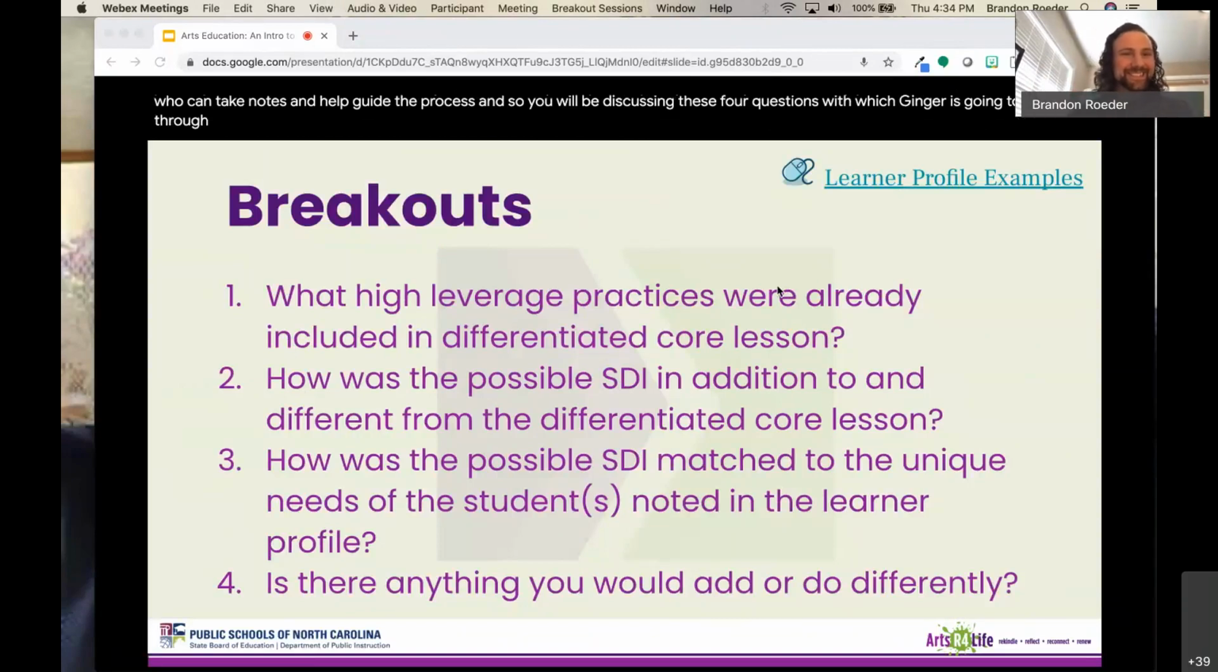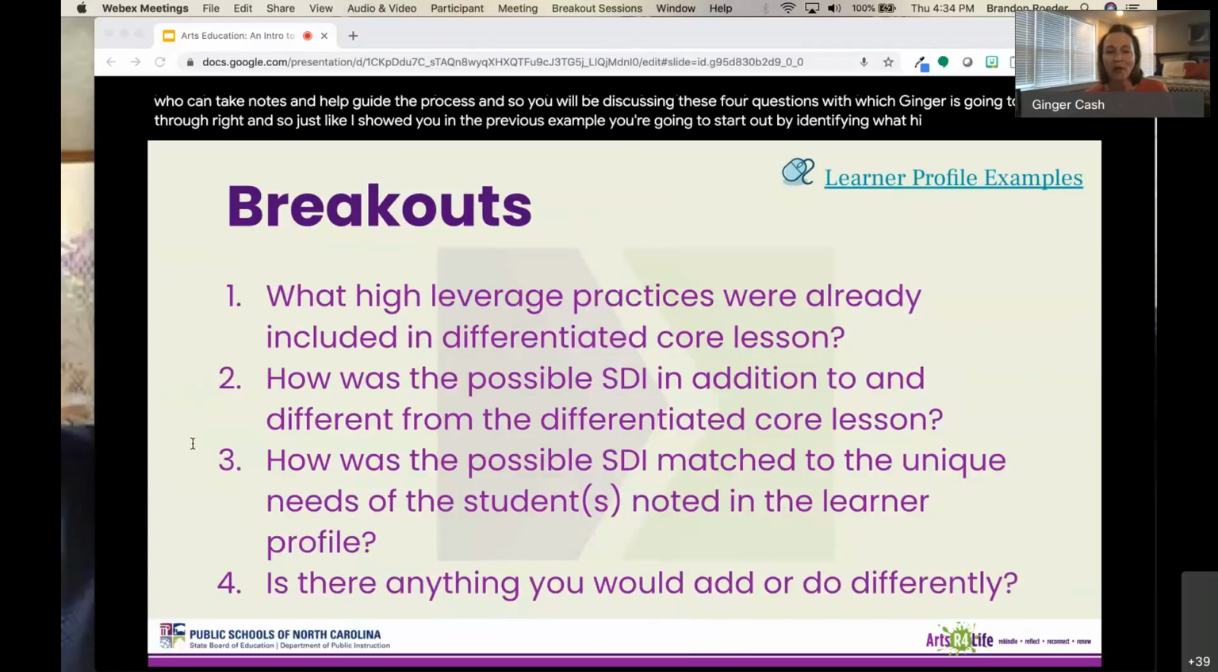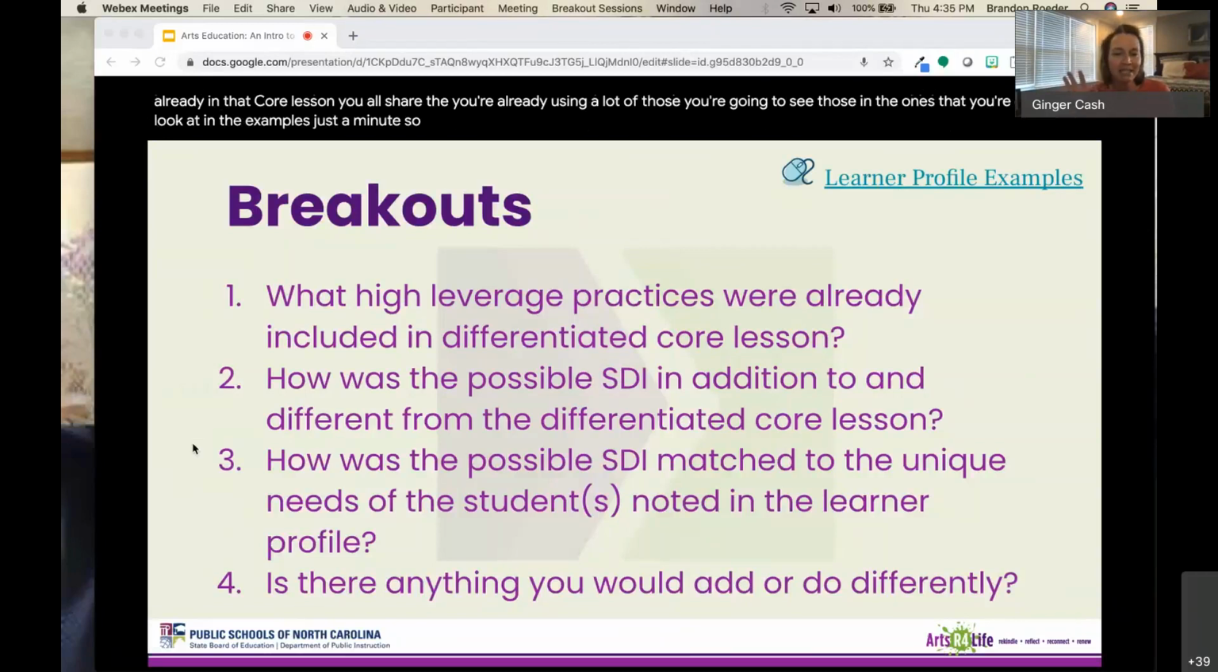You will be discussing these 4 questions, which Ginger is going to walk us through. Just like I showed you in that previous example, you're going to start out by identifying what high leverage practices are already in that core lesson. You all share that you're already using a lot of those. You're going to see those in the examples in just a minute, so you can highlight them, identify them, whatever works best.